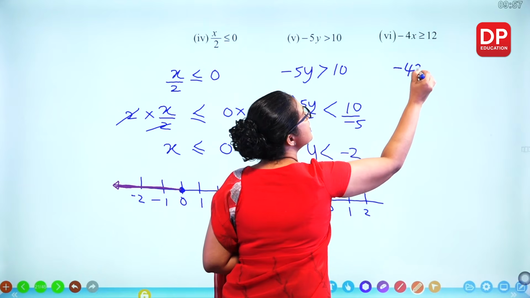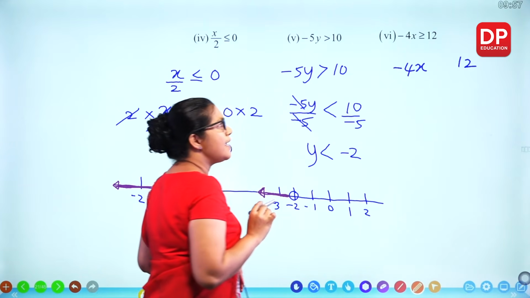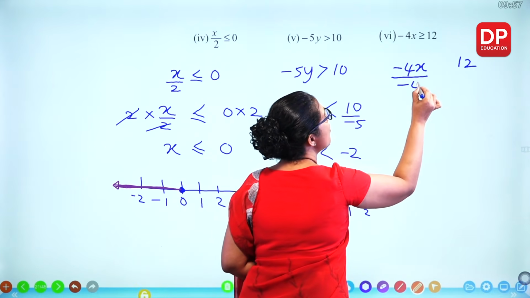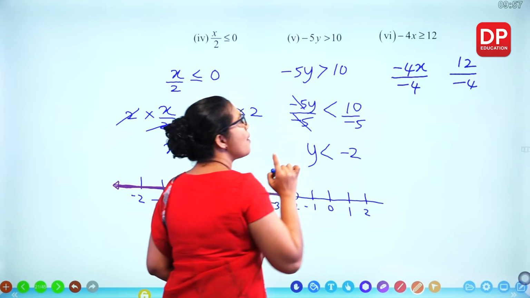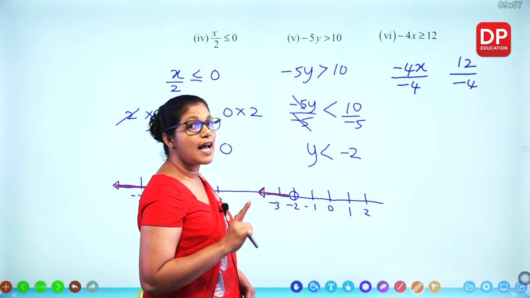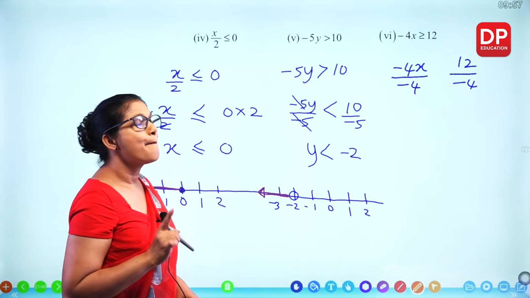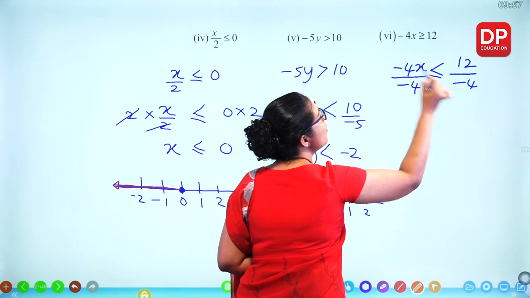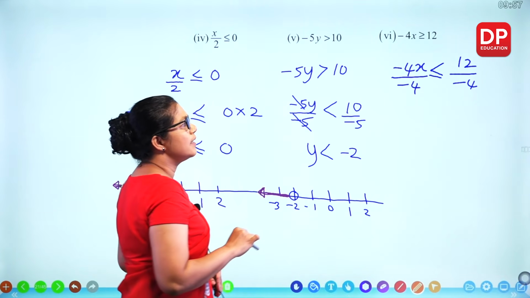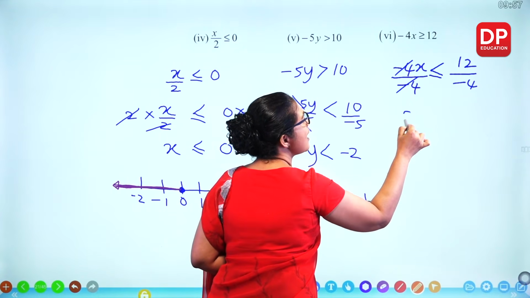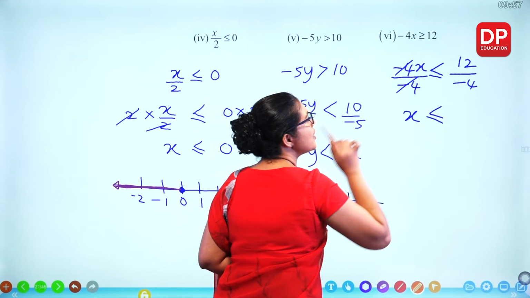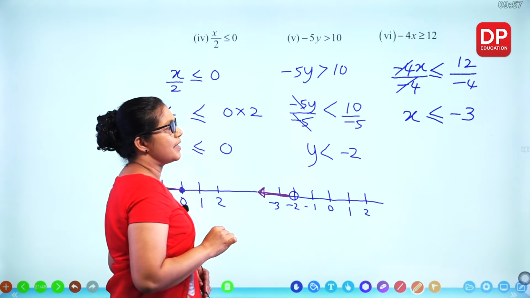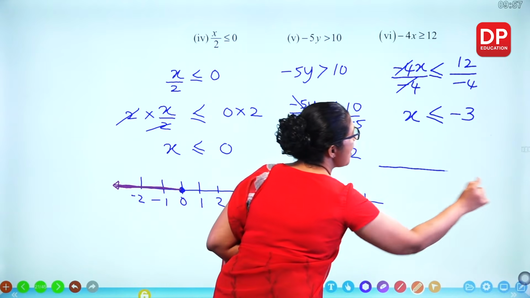Minus 4x and 12. I need to get rid of this minus 4. So what I can do, I can divide both sides by minus 4. But I need to change the sign because I divided this by minus 4. So here earlier greater than or equal to, now it should be less than or equal. So minus 4 gets cancelled out. You get x less than or equal to 12 divided by minus 4. You get minus 3.